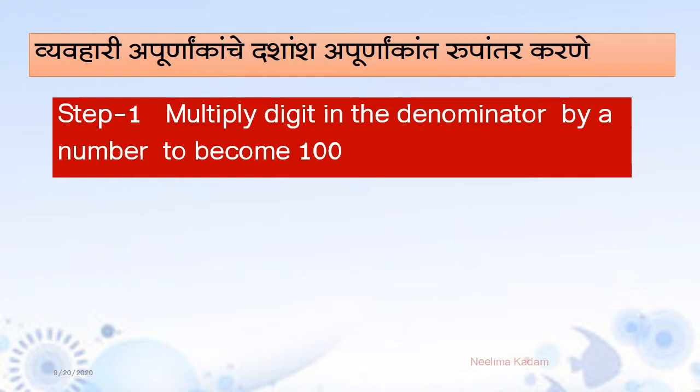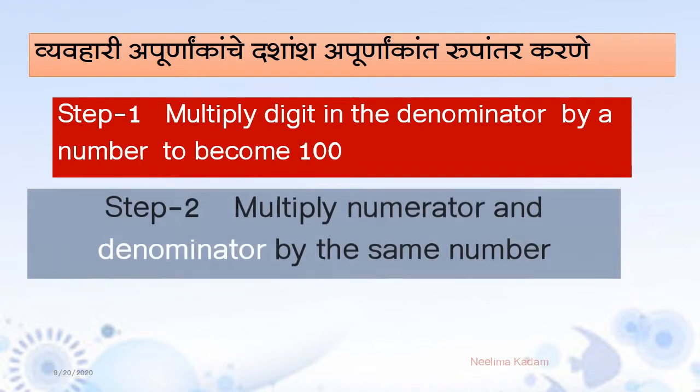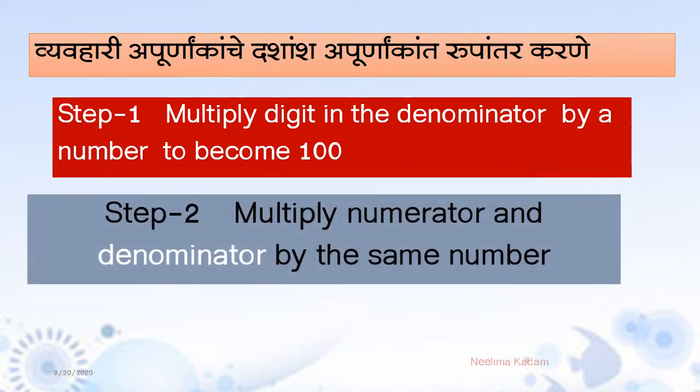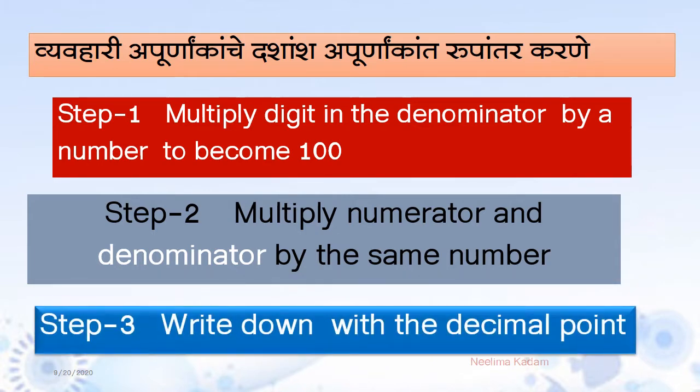Now, if the denominator of a common fraction is 10 or 100, it can be written as a decimal fraction. So, step 1, we have to multiply the digit in the denominator by a number to become 100. Step 2, multiply numerator and denominator by the same number. Step 3, write down with the decimal point that number in the decimal fraction.